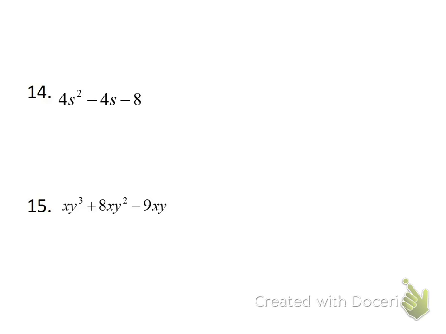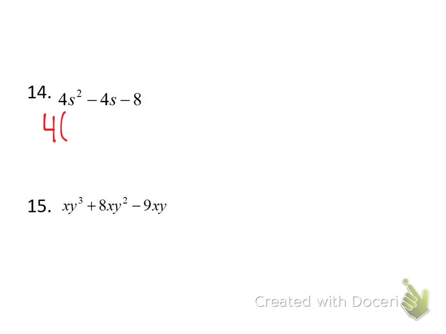Okay, 14 and 15. Again, what do you think we're going to check for on these? A GCF. We should always be checking for a GCF, even though I didn't really emphasize it on the last set. Someone has said our GCF on 14 is a 4. What do we have left when we factor out a 4?